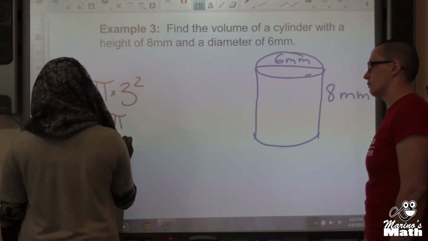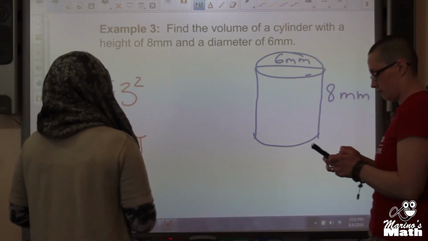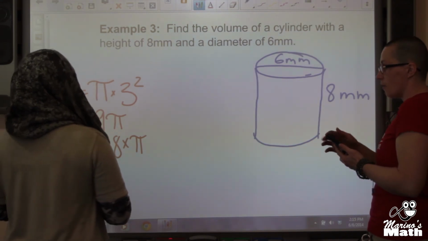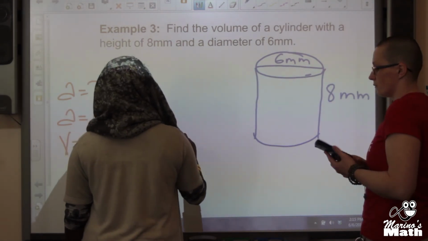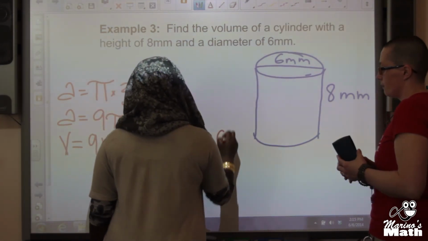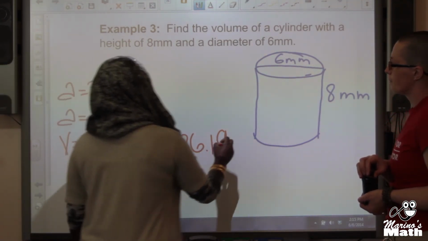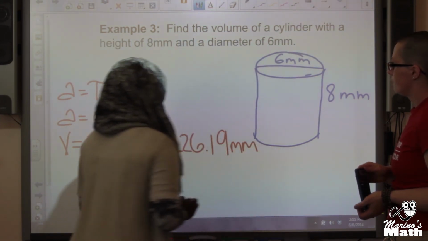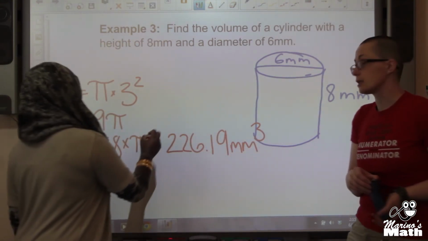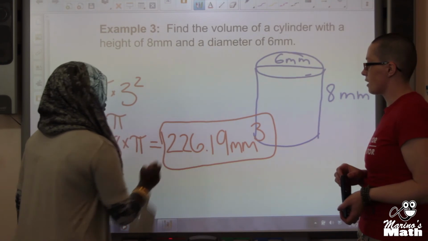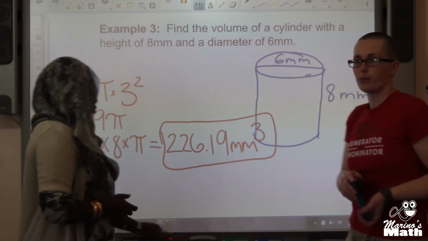9 times 8 times pi. And we can multiply our 9 and 8 together. That's 72. And then multiplying it by the pi will give me 226.19. And then what should our units be for this, our label? We're talking about volume. Every volume should always be cubed. And there's our answer. This one is a little bit easier than the surface area, a lot less work to do. Basically just a whole bunch of multiplications put together.